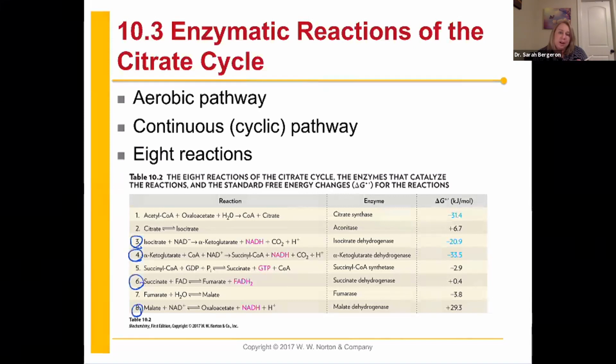These are the ones that are serving to transfer our pairs of electrons from our organic substrates, our reactants, to those energy carriers, NAD plus and FAD. And those are our oxidants, right? We also do make GTP in reaction 5, and that GTP is converted to an ATP. But those are our energy conversion reactions within the pathway.